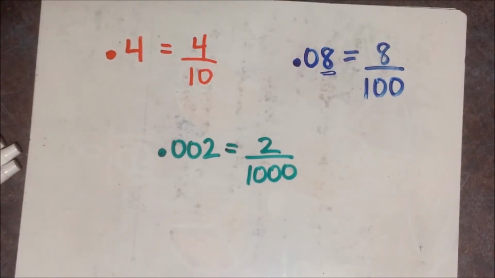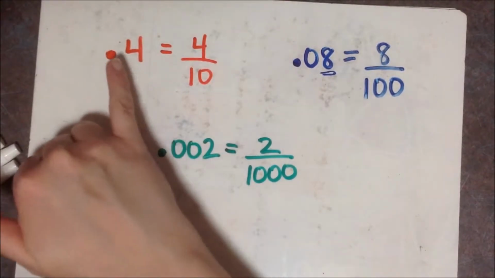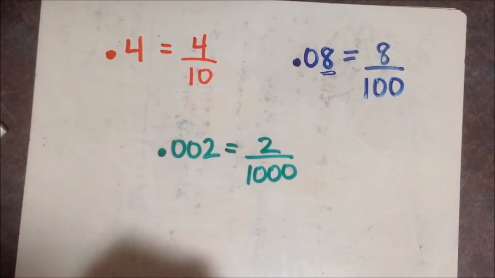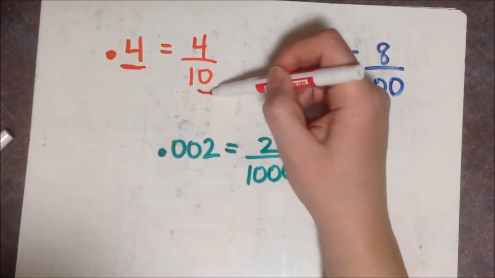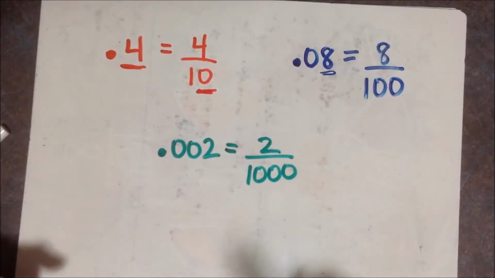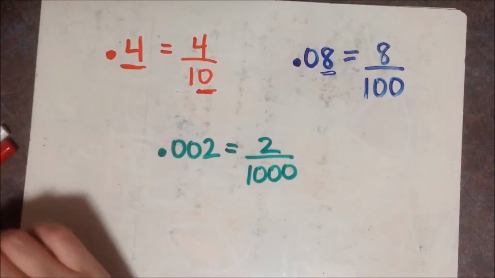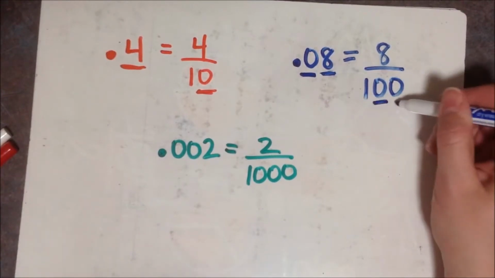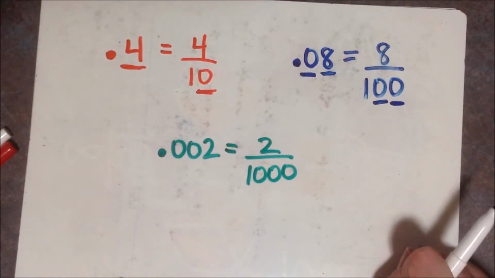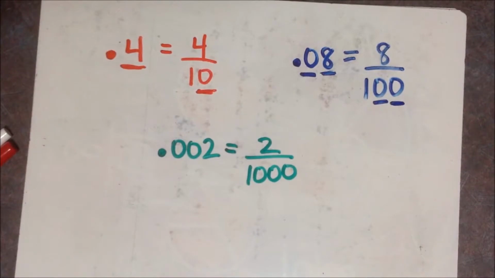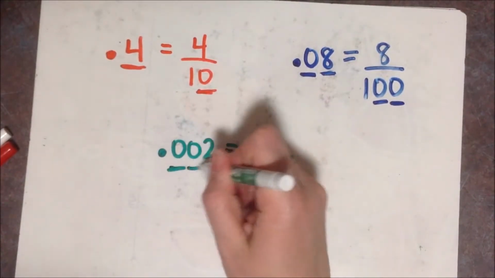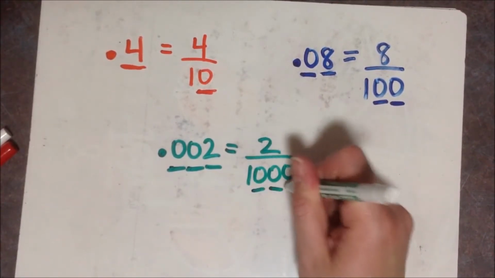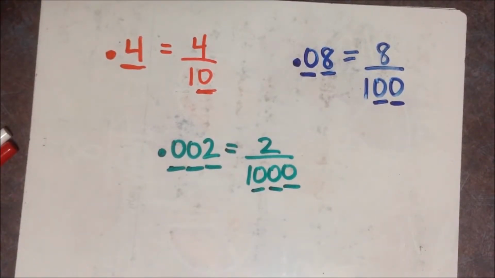And an easy way to think of this: how many spots behind the decimal point is this 4? Well, it's only 1 spot behind the decimal point, right? How many zeros do I have there? 1. This guy, how many spots behind the decimal point is that 8? Well, it's 2 behind the decimal point. So that means that there'll be 2 zeros underneath if I were writing the fraction. And this one, I have 3 spots behind the decimal point. So I have 3 zeros behind it.